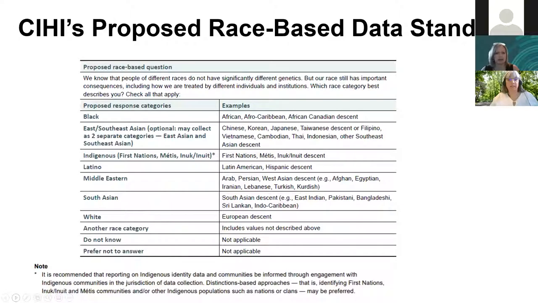This is CIHI's proposed race-based standard adapted from the Ontario Anti-Racism Directorate using a preamble from the Upstream Lab Spark Study for Primary Care. This is a self-reported, self-identified approach to measuring race, and respondents can select all categories that apply. CIHI has also included Indigenous identity as a group within the race-based question to reflect how Indigenous people may be racialized by society. This standard was used by many public health organizations across the country as part of the COVID-19 response. Next slide.